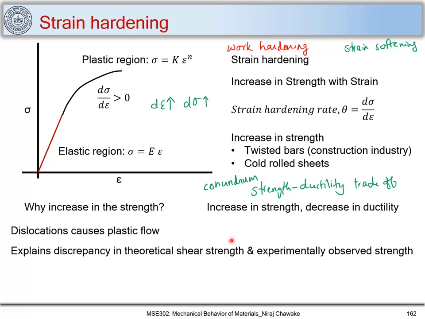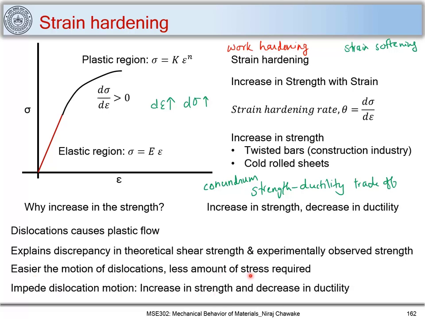In this case, we can see that when there are no dislocations, the material will reach the theoretical shear strength, but when there are dislocations, it brings down the energy required to cause a slip. In other words, the easier the motion of dislocations, the less stress is required. Thus, when I impede dislocation motion, when I stop dislocations from moving, I can increase the strength of the material and thus decrease the ductility, which we have discussed here. So dislocation motion causes an increase in the ductility or plasticity of a material, while when we stop or impede the motion of dislocations, it increases the strength.